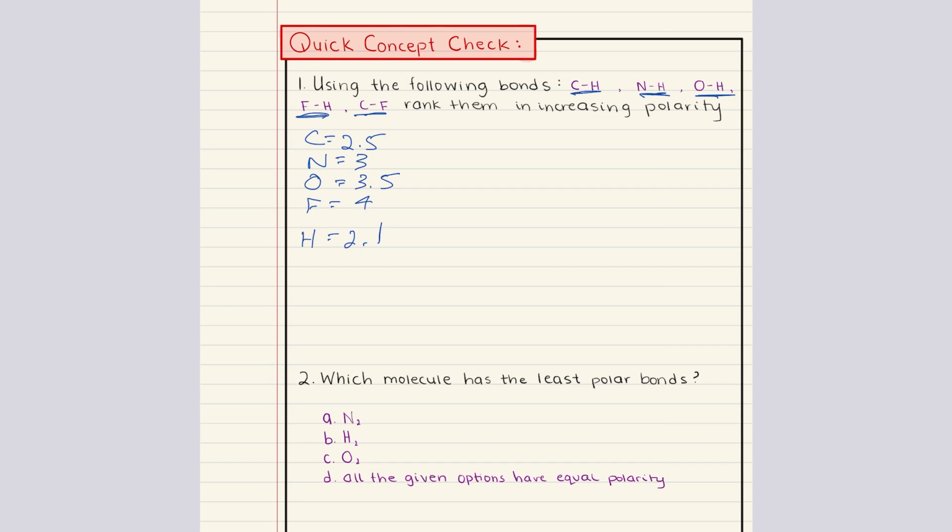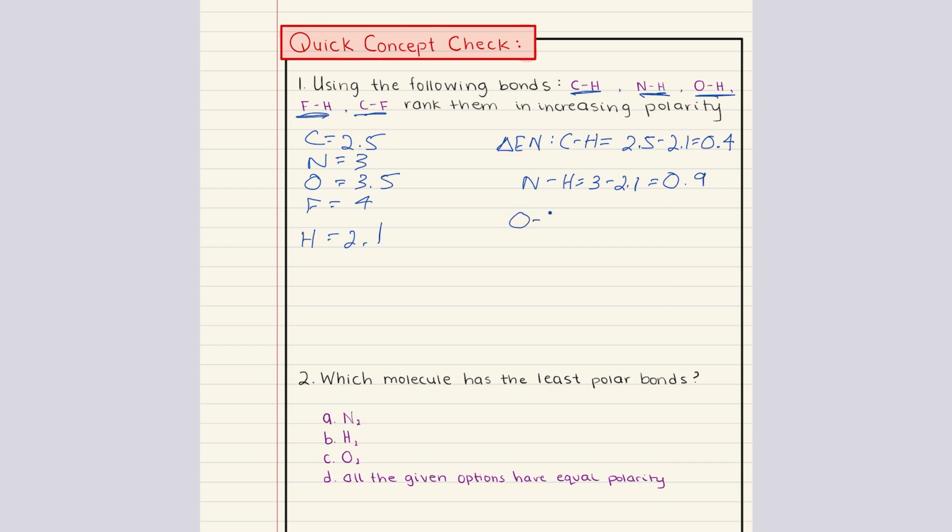Now we can go ahead and calculate the electronegativity difference for each bond. Let's start with carbon-hydrogen. This is going to be equal to 2.5 minus 2.1, which is equal to 0.4. Next, we want to do this for the nitrogen-hydrogen bond. This is equal to 3 minus 2.1, and that gives us 0.9.